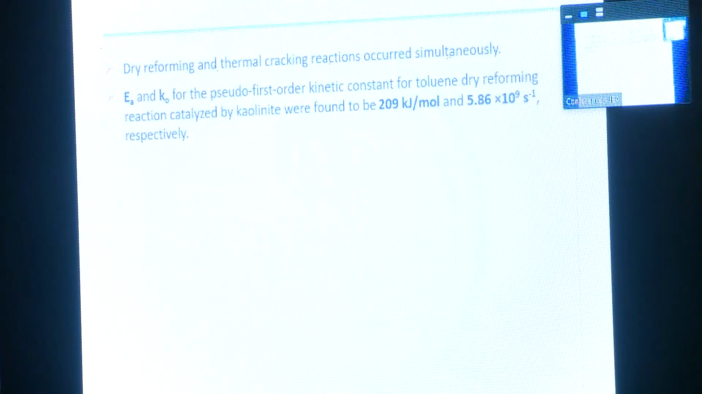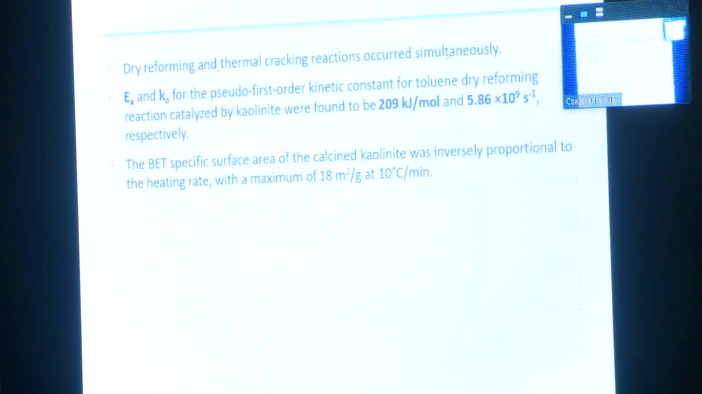So in conclusion, we could find that the dry reforming reaction and also catalytic cracking both happen, because we could see some black color on the catalyst bed. We found the activation energy and the pre-exponential factor, and the BET surface area and the effect of heating rate on the BET surface area. The BET surface area of the kaolinite was found to be about 18 square meters per gram.